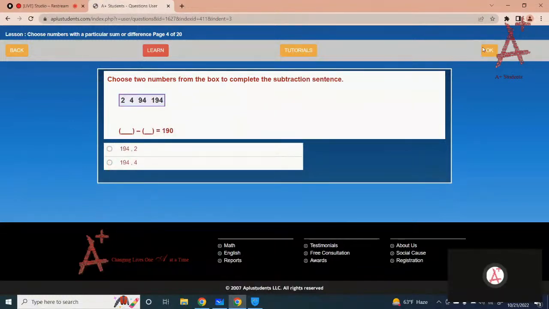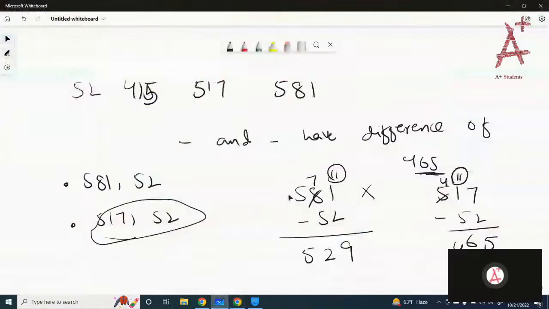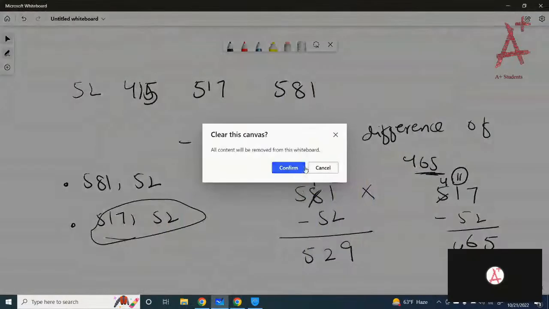Okay, the next one is choose two numbers from a box to complete the subtraction sentence. You need to find two of the numbers that when subtracted make 190 out of the given numbers. Got it? So let me write it down on the board and then we'll see what we have to do.